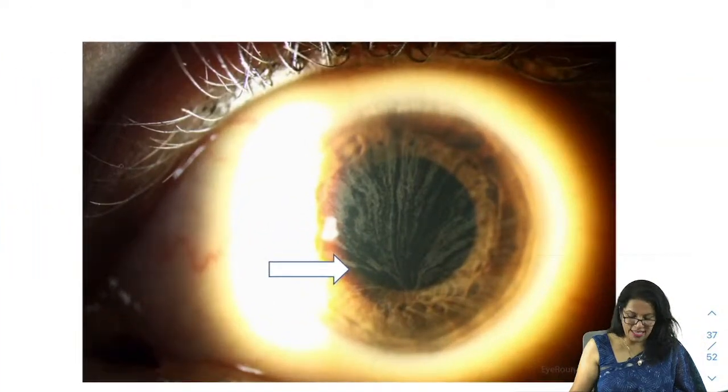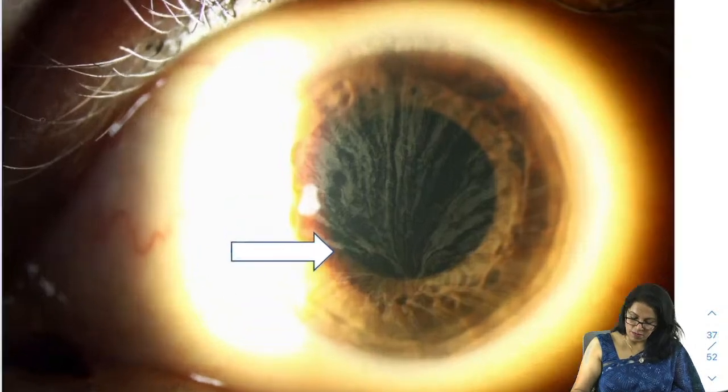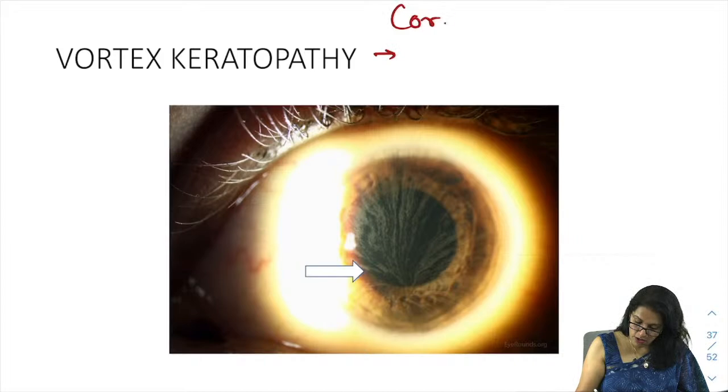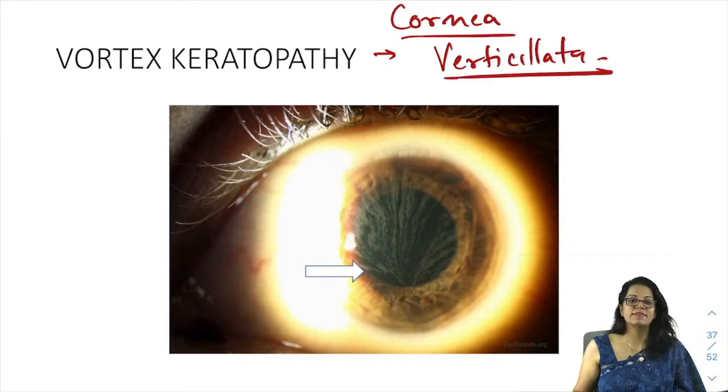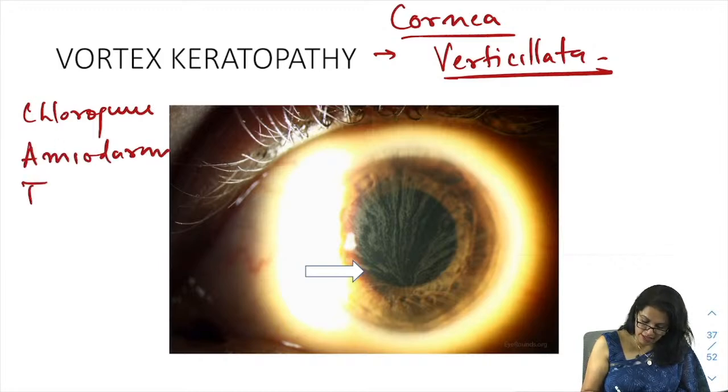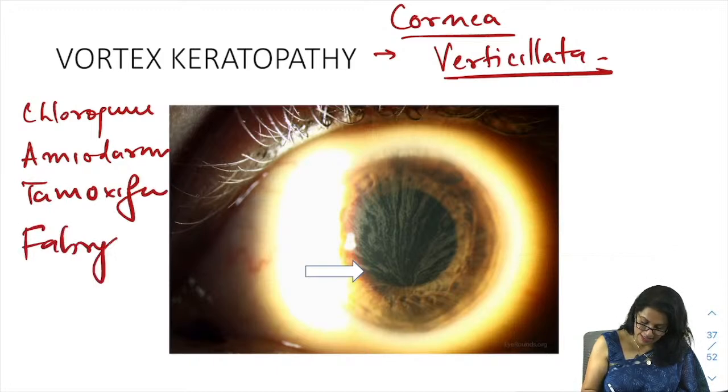This is your vortex keratopathy where the drug is deposited in a whirl-like manner like this. This is what is also called cornea verticillata. We call it cornea verticillata. Okay? So cornea verticillata, what are the causes? Quickly let us revise together. One is chloroquine, then amiodarone, tamoxifen, Fabry's disease, isn't it? What else? Indomethacin.